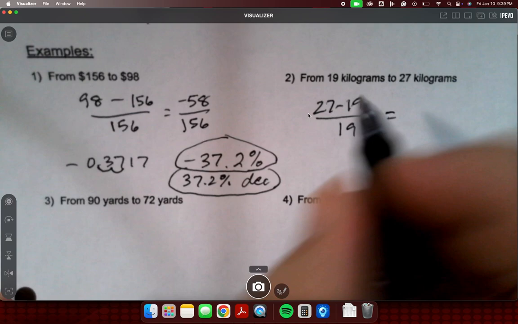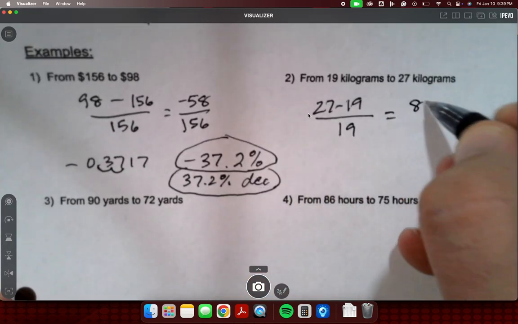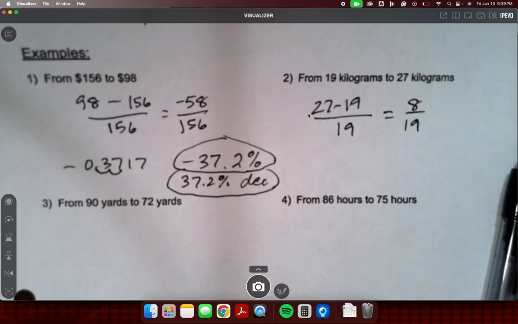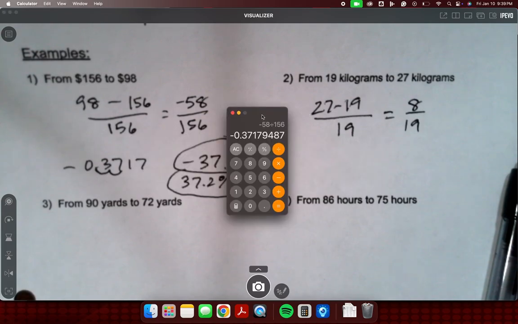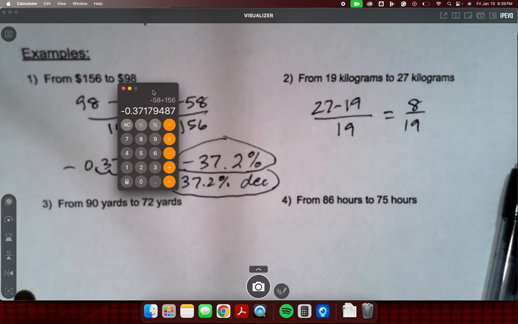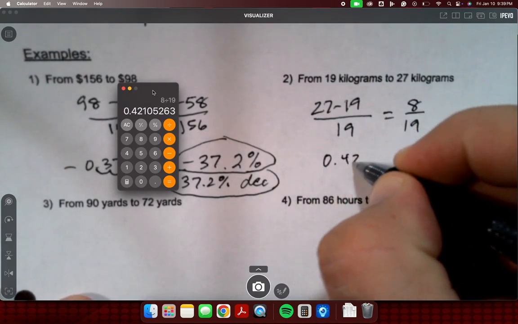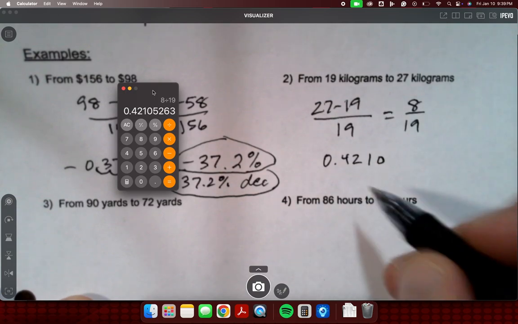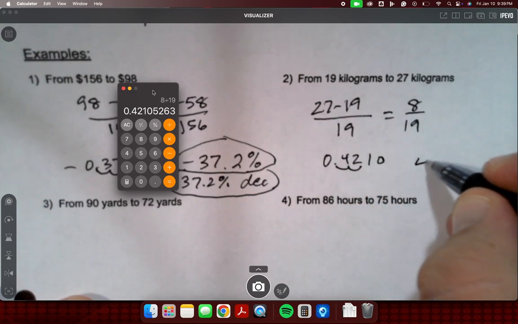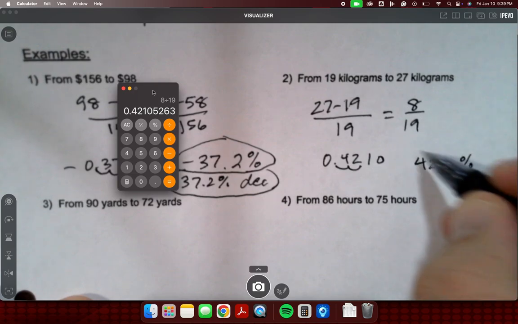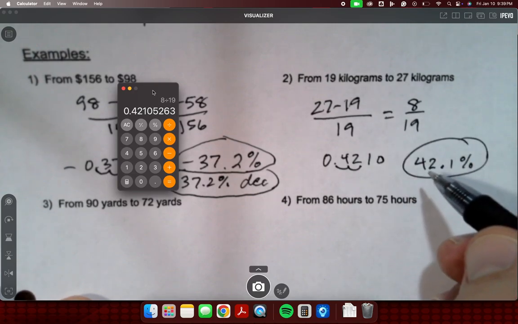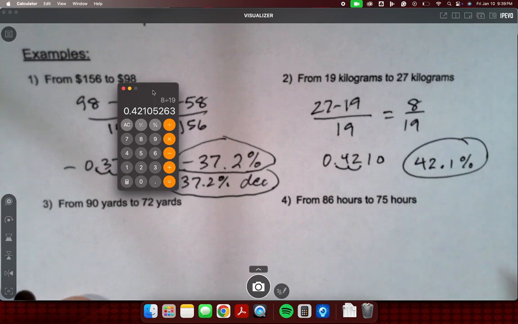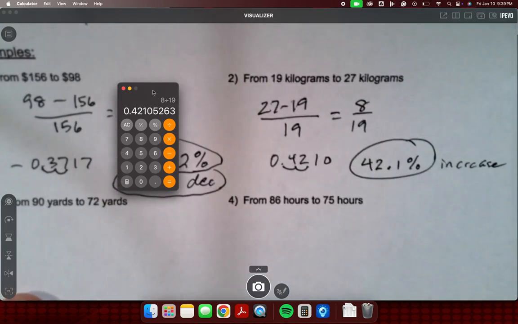So you can do this in the calculator, but the first one, 27 minus 19, that's 8. So then we do 8 divided by 19, and we get 0.4210. We move the decimal place over 2 spots, and we get 42.1%. And you can just leave it that way because the positive implies it's an increase. Or if you want to write the word increase with it, that's of course fine too. Nothing wrong with having 2 positive words because that's still positive.